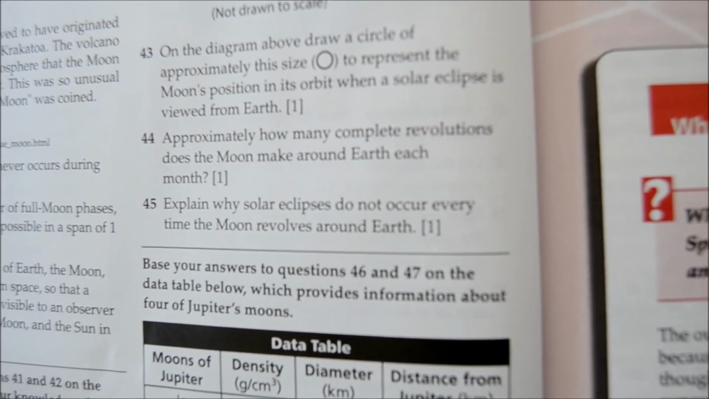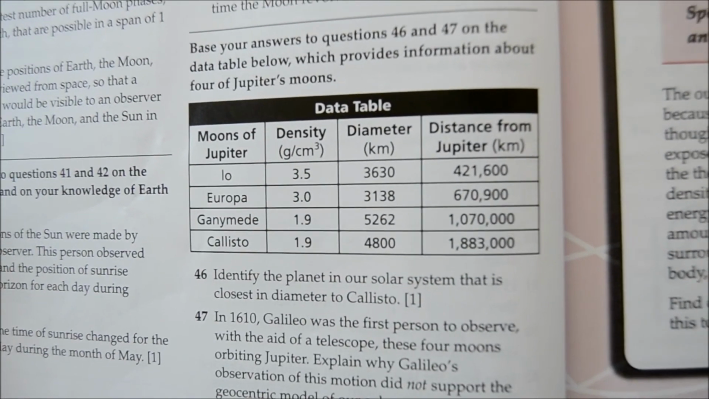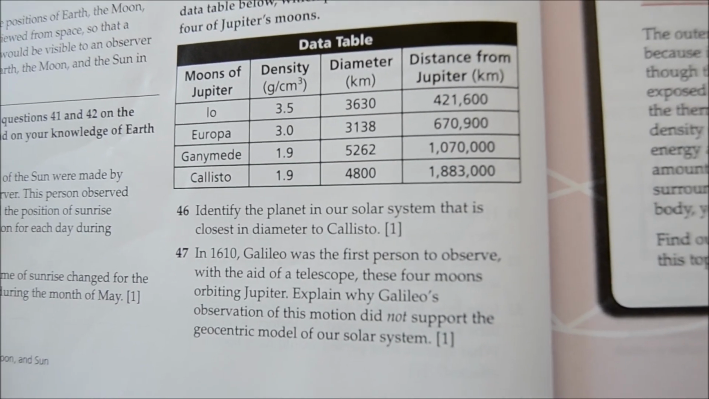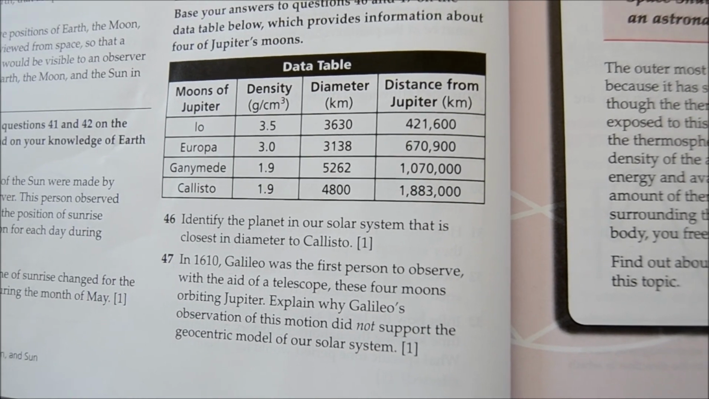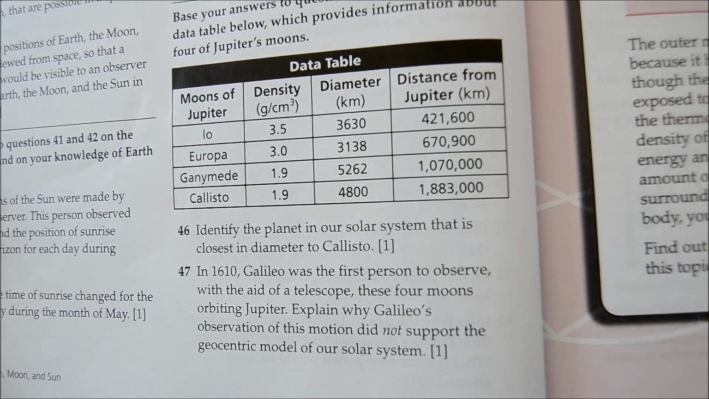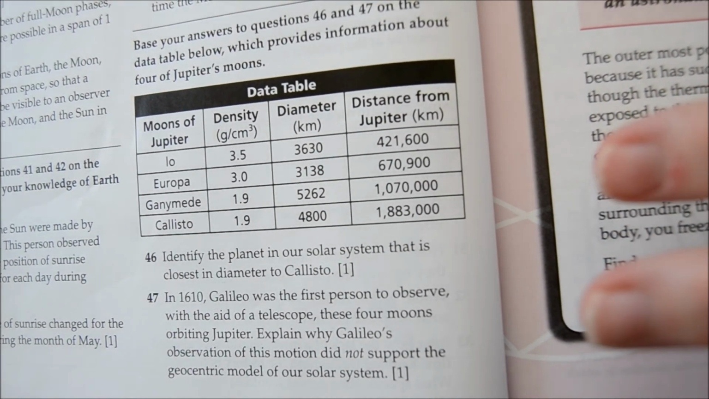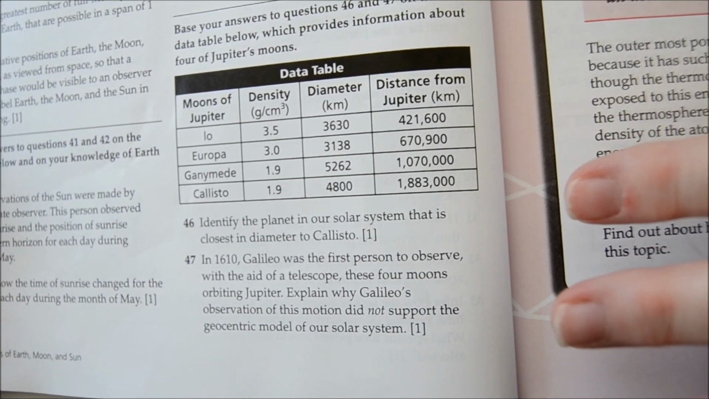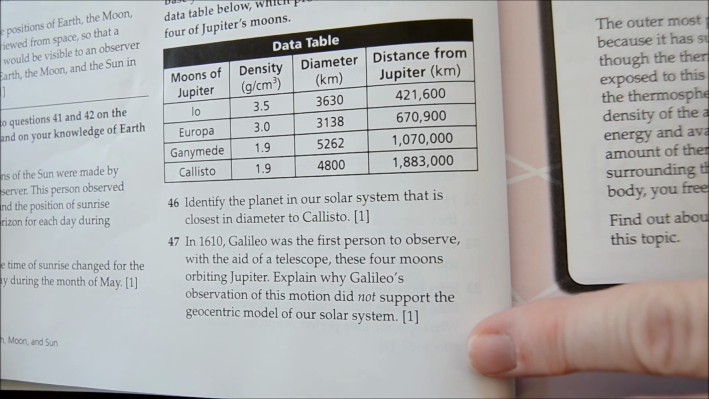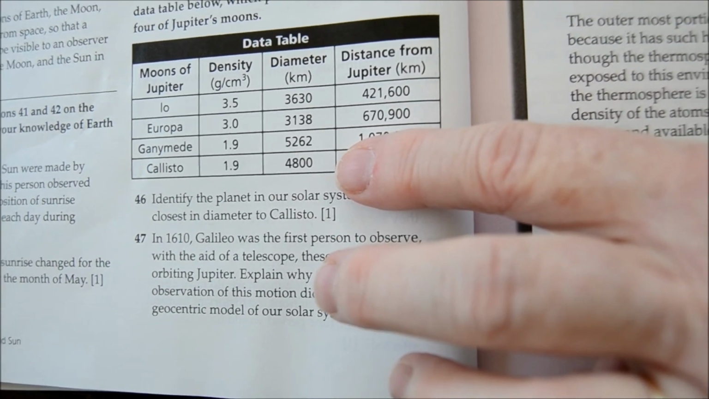Base your answers to questions 46 and 47 on the data table below, which provides information about 4 of Jupiter's moons. 46. Identify the planet in our solar system that is closest in diameter to Calypso. So if I'm looking at the size of it, we're looking at 4,800 kilometers.